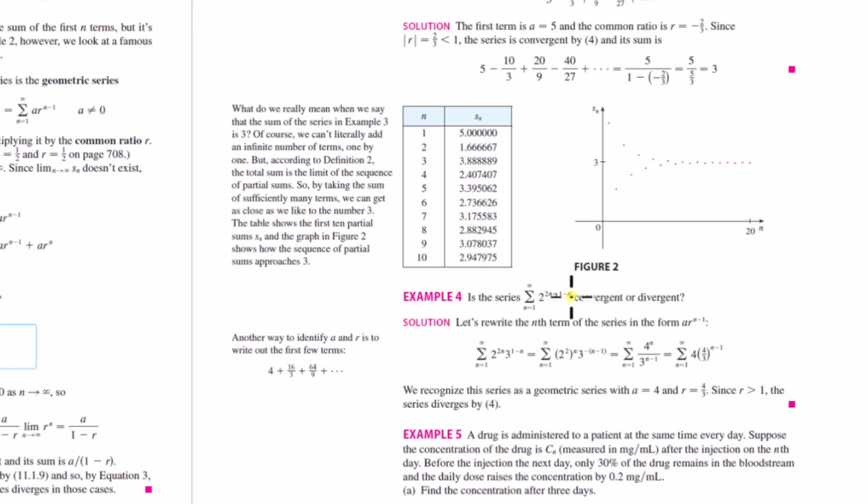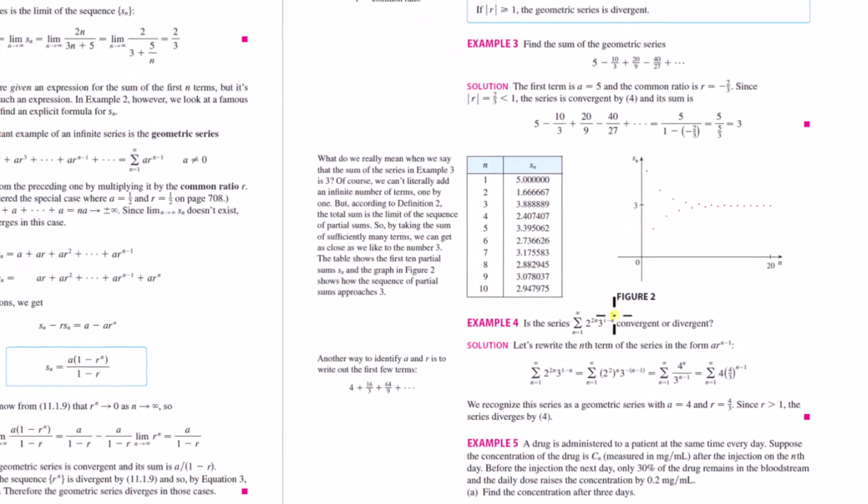And what you want to do is simplify this to put it into the form they gave above in equation or definition 4. So they use the properties of exponents to simplify it to this. And that's in the exact form of the definition above. And so you can see 4/3 is greater than 1, so this diverges. This is a series with a corresponding sequence formula.